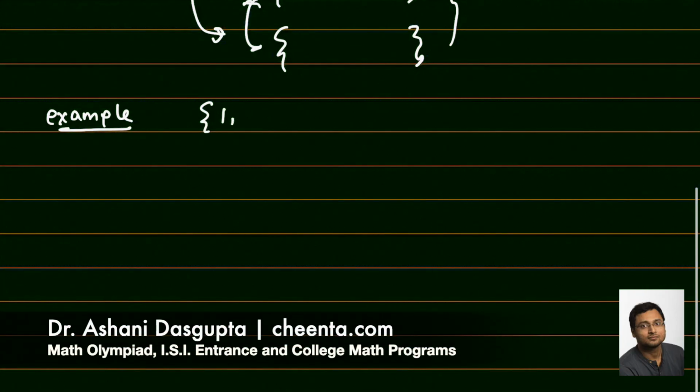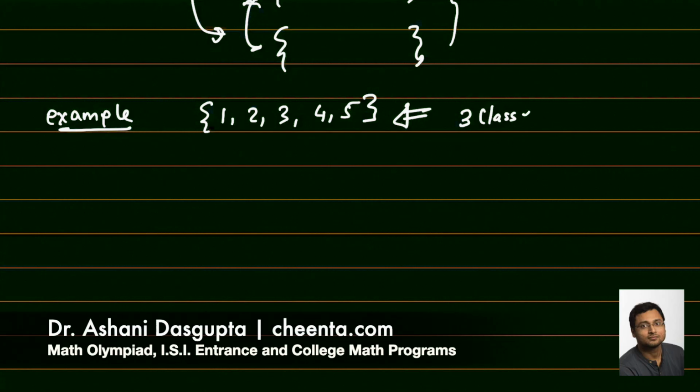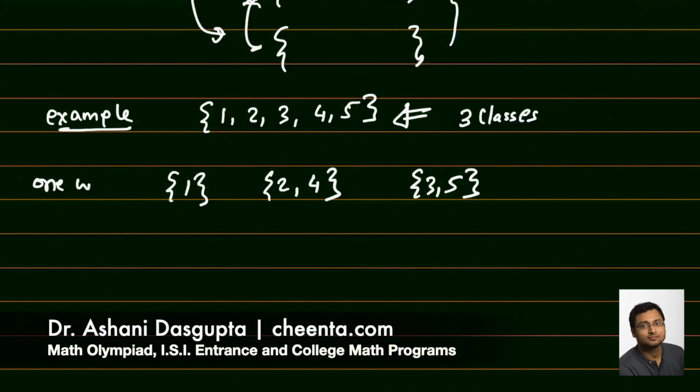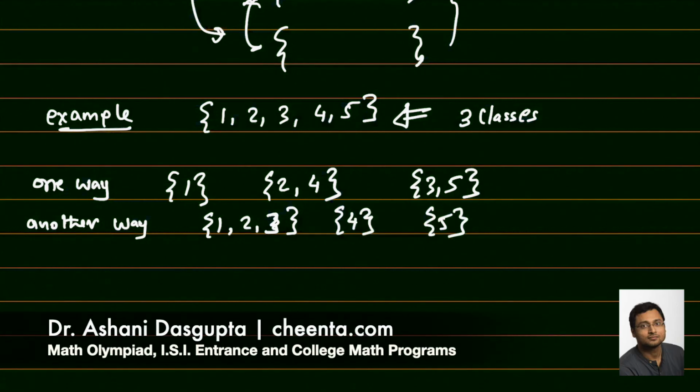Suppose the set is 1, 2, 3, 4, 5. Just 5 numbers are there. So one way to partition this particular set into three classes is like this. You have 1, maybe 2 and 4, maybe 3 and 5. This is one way. What is another way? Well, another way would be maybe 1, 2, 3 is in one class, 4 is in another class, 5 is in another class.